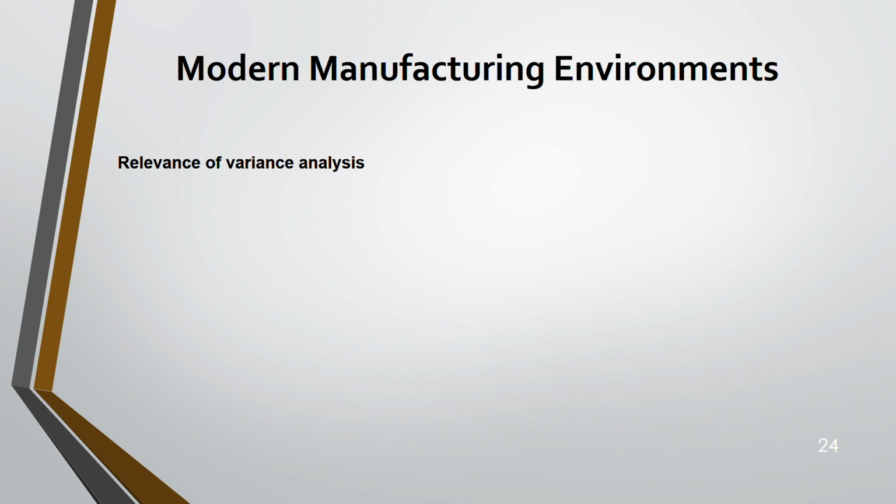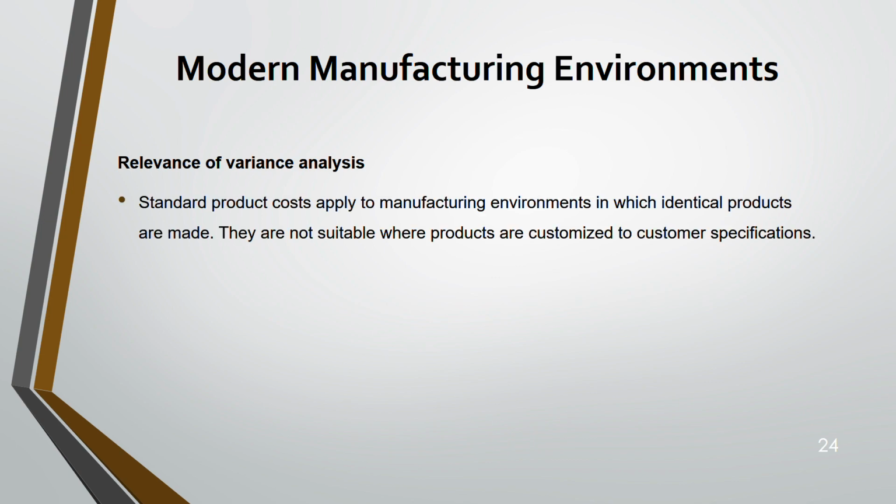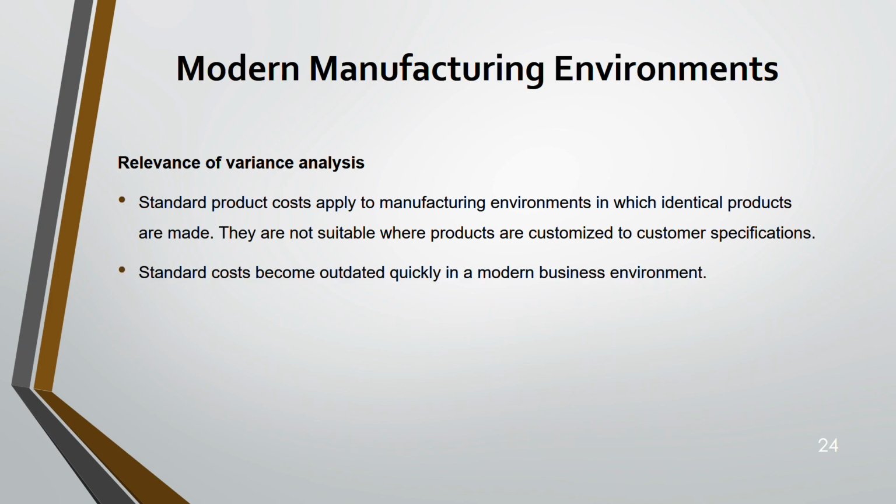Now, relevance of variance analysis. So in this type of sector, we'll see how variance analysis could be relevant. First, in the earlier manufacturing environment, standard products were produced. Products were identical. That's why you can apply the standard product cost, because every product is the same. But nowadays it's not so, because we are making products according to our customers' demand. Products are more customized. So here you cannot apply the standard product cost.